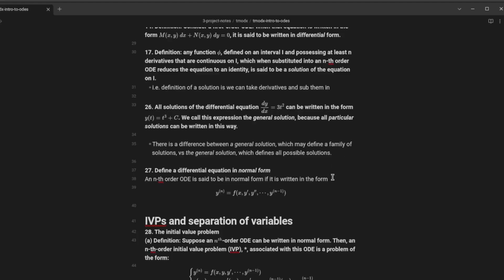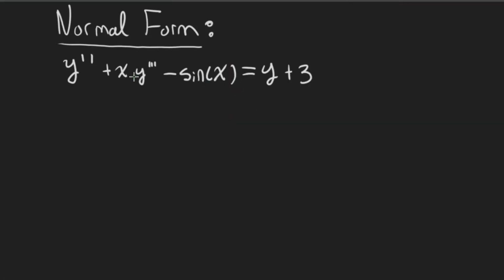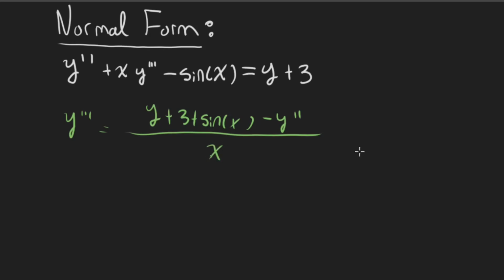Another way you're going to see ODEs written is something called normal form. So basically what we do is we write the highest derivative as a function of all the other derivatives and x. So if I have this function right here, my highest derivative is y triple prime, so I just solve this for y triple prime. I would get that y triple prime equals what? We're going to have to divide through by x, so this is all going to be over x. We should have y plus 3 plus sine x minus y double prime all over x, and this is a function of x, y, and technically y prime, even though there's no y prime in here, and y double prime.